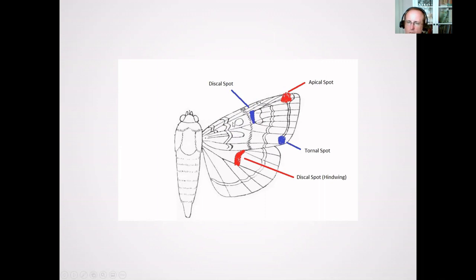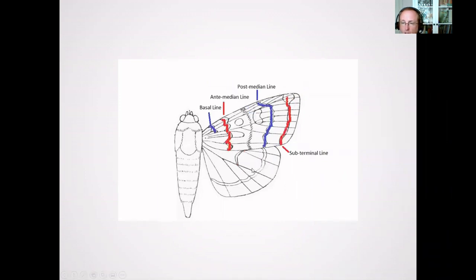And then discal spots. This is the discal area of the wing, the section where, if you're looking at the venation, this is what's called the discal cell, which is more obvious if there are no scales on. So if you took all the scales off and you just had the veins, then you'd see this discal cell. And the discal spot is in that area, and similarly for the hindwing. So discal spots can be quite useful.